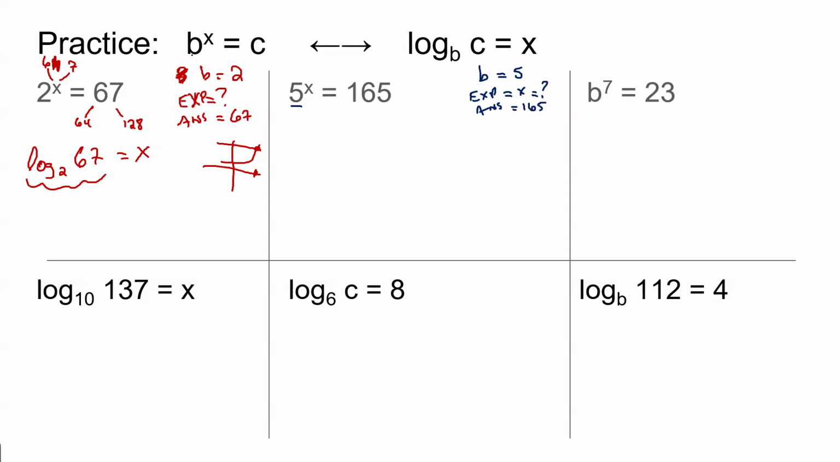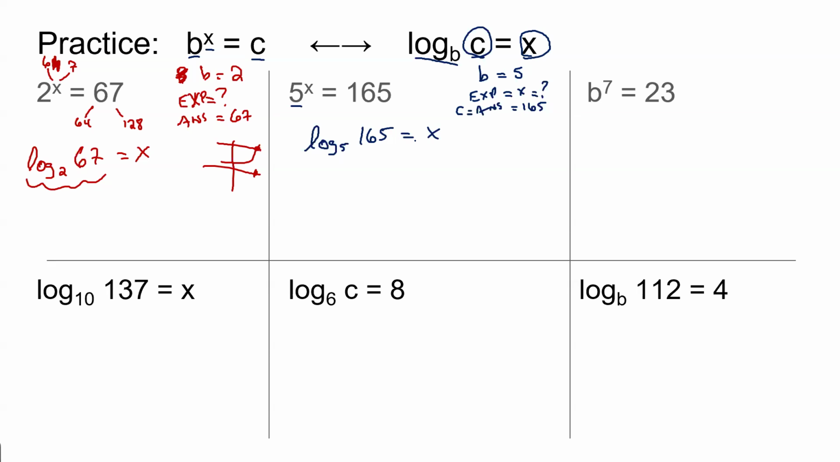So when I'm going from b to the x equals c, I need to write log base b. My base was 5, so I'm going to write log base 5 of c, of the answer. Maybe we should put a c here like that. So log base 5 of 165 equals the exponent. Okay. Again, we have isolated x. It's all by itself. All we have to do now is evaluate the logarithm over there.